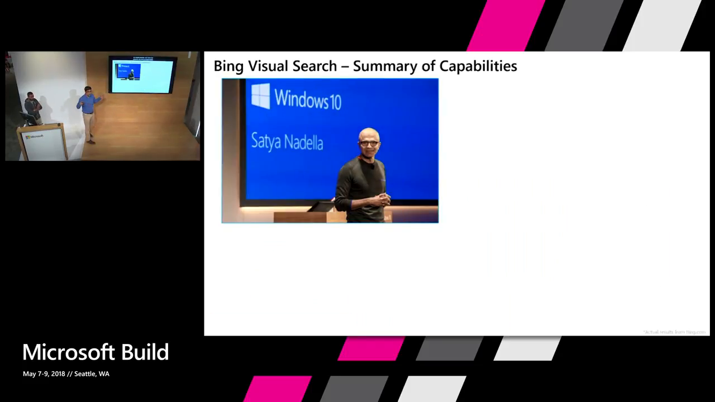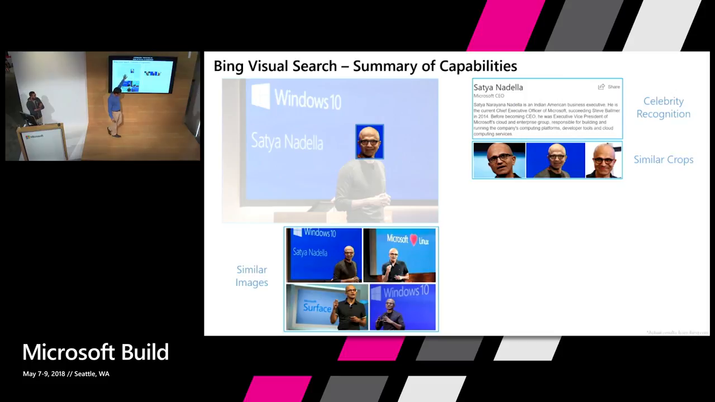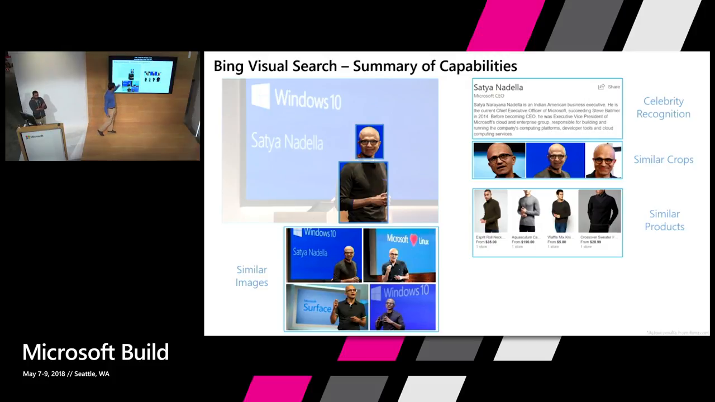Now, I talked about a lot of different capabilities, and this is one single API. So here, I'm trying to summarize that. Given a picture like this, you get similar images. You understand that this is Satya Nadella. You also get similar crops for the cropped region. You can detect the object, from fashion, and you can get similar products from that. And this is something that you can restrict to your domain again. And on top of that, you get web sources.